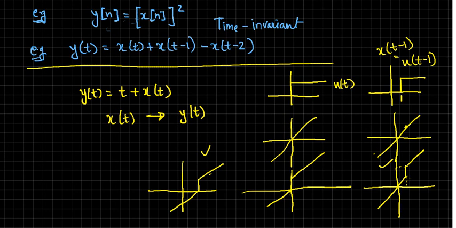Try to draw it graphically. Can you do the same exercise for t into x of t? Please do that for the previous example. t into x of t. Plot it graphically and prove that it's time varying.